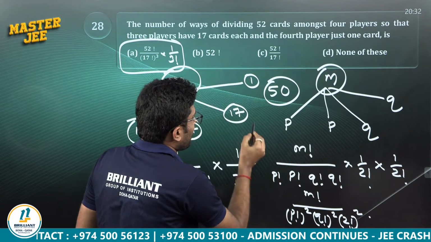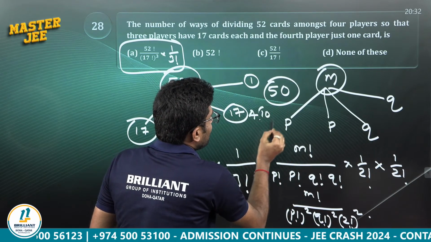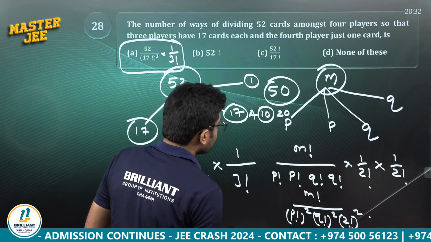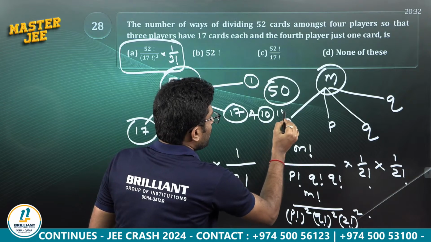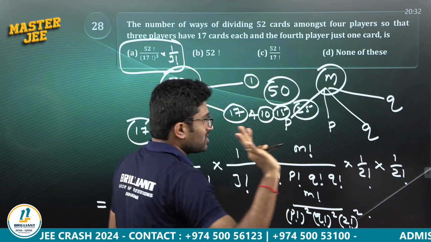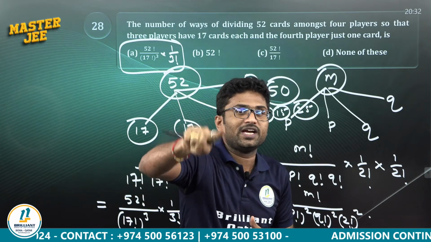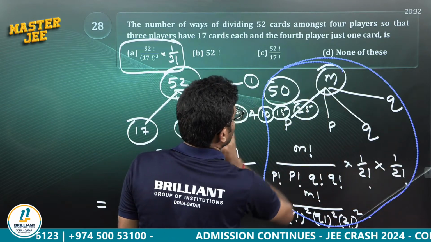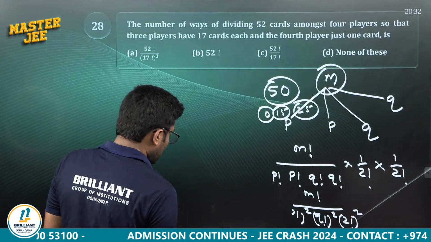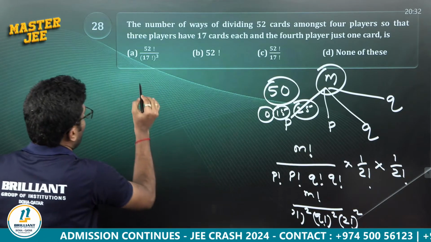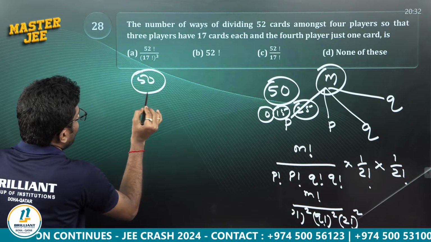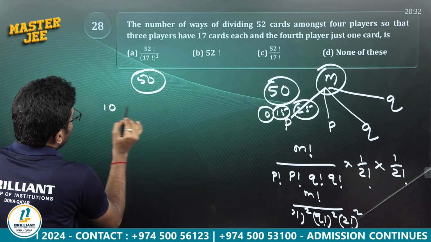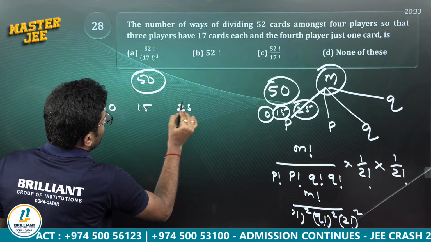Now there are 3 persons, boss. One person is getting 10, another person is getting 15, another person is getting 25. Imagine I have 50 chocolates, and I am dividing them among 3 persons such that one person gets 10, another person gets 15, and another person gets 25 chocolates.